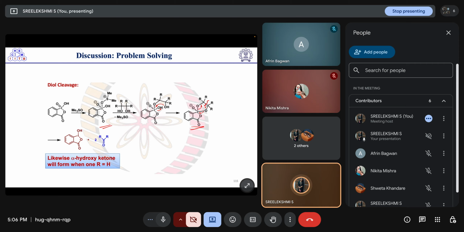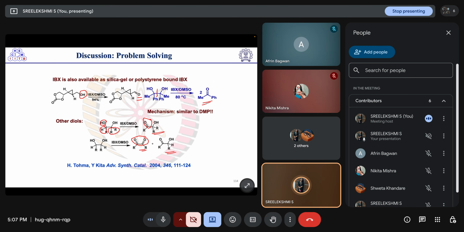That's how this alpha hydroxy ketone will be forming, and by a similar mechanism this will also be forming from this kind of diol. Here also we can see there is no alpha proton. Here also only this hydroxyl has an alpha proton, the other one remains intact.